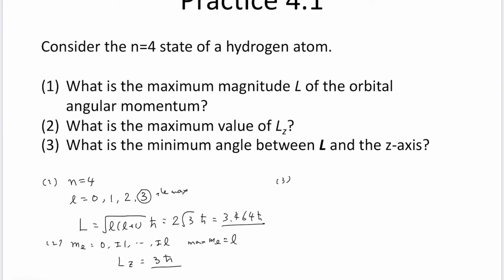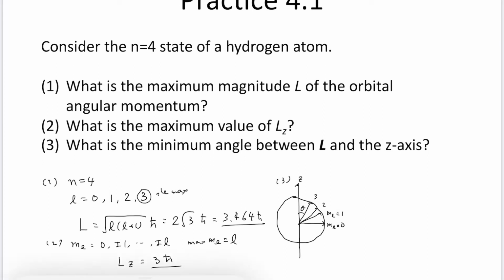Third question: what is the minimum angle between L and the Z axis? So we consider this is the Z axis, and this is m sub L equals 0. Then m sub L is 1, 2, 3. So the lowest angle is given by this case.